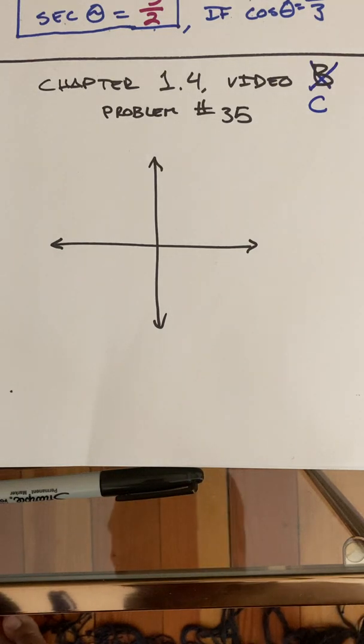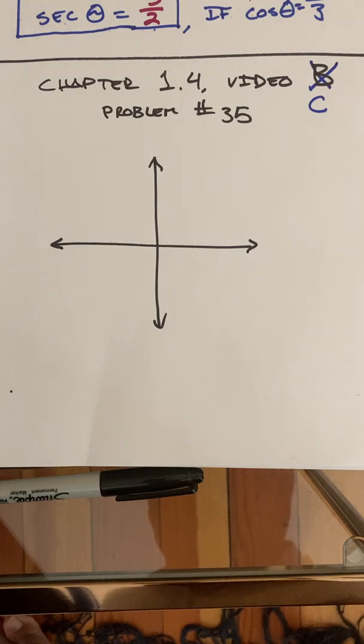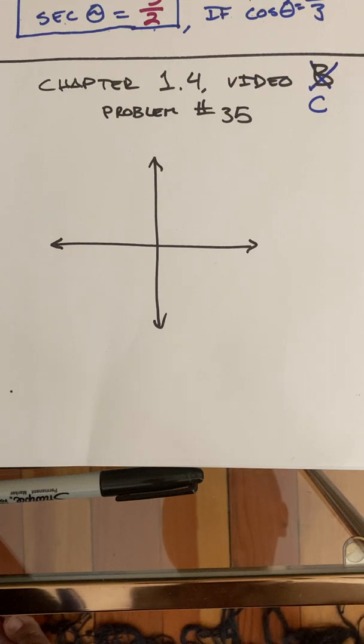And the instructions say, determine the sign, S-I-G-N, of the trigonometric functions of an angle in standard position with the given measure. And we can see example 2 for that in the book.